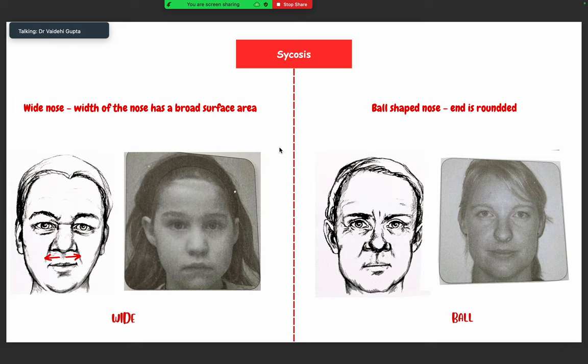There is also a feature of ball in the chin. The chin of a Sycosis patient is also a ball-shaped chin. So a ball may be present, a ball-like look in the nose, and there may be a ball-like look at the chin. I'll discuss it later. Here, ball-shaped nose, the end is rounded. So in Sycosis, wide nose or ball-shaped bulge.